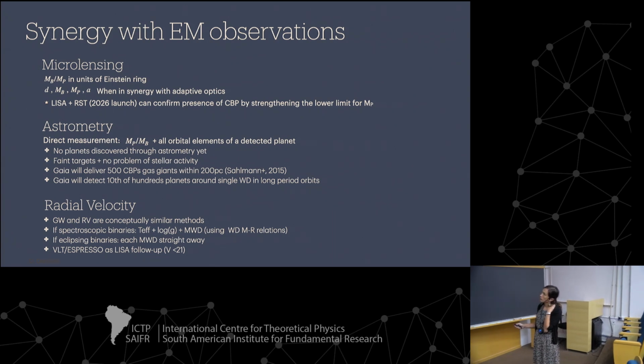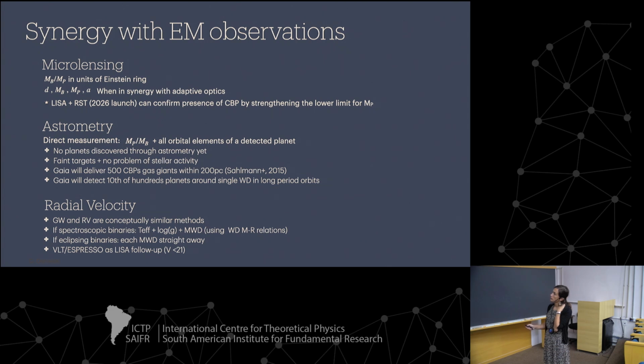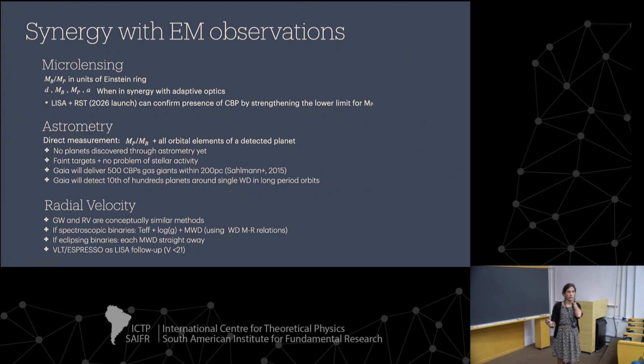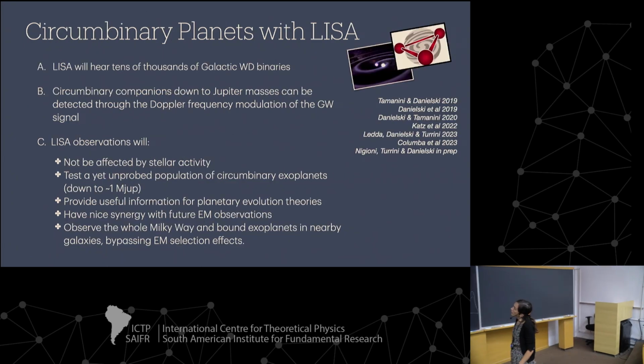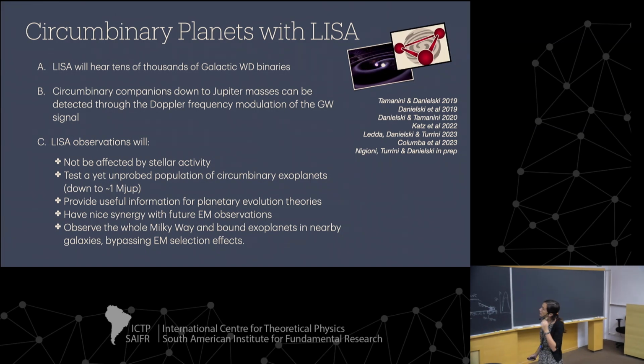So with astrometry, we can solve for this parameter. And with radial velocity, you cannot solve for anything because it's the same concept. Basically, we are detecting it through gravitational waves because it's a Doppler effect, and it's the same thing for the radial velocity. Okay, so that was basically the end.